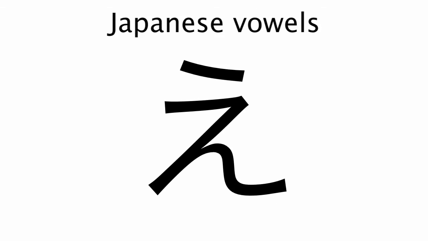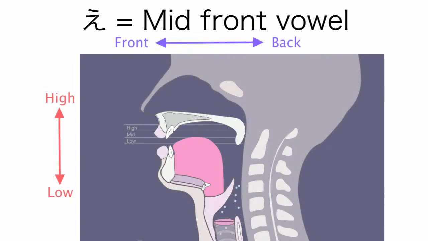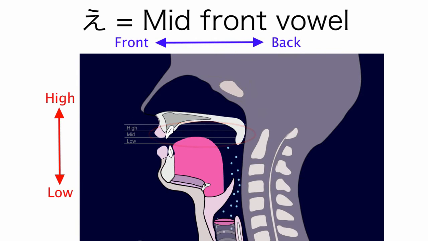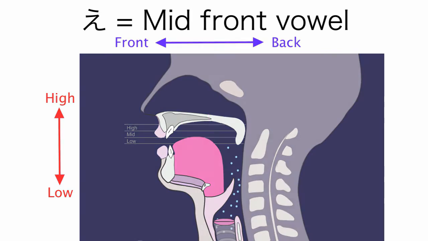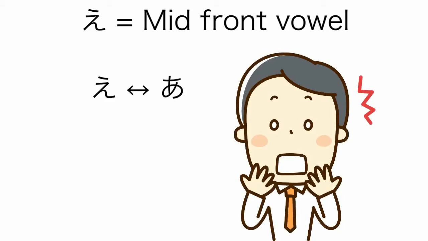The fourth vowel is E. The Japanese E is called a mid-front vowel. When you pronounce this sound, your tongue is positioned at a middle height on the vertical dimension and at a front position on the front to back dimension. This vowel is similar to the sound of the letter E in the English word pet. But the Japanese E might sound a bit more open.